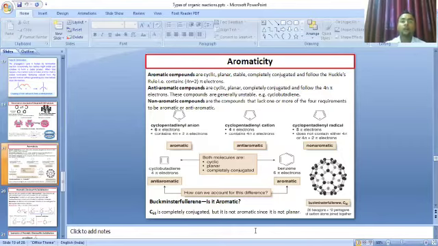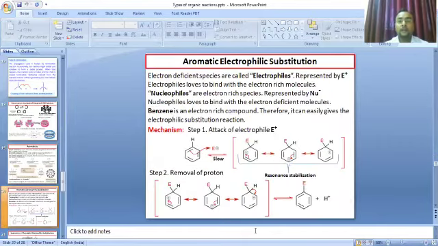Now come to aromatic electrophilic substitution. That means the reactions in which the electrophile attacks the benzene ring to give the substituted product are called aromatic electrophilic substitutions. And in the coming slides, we will see some examples of aromatic electrophilic substitution reactions.